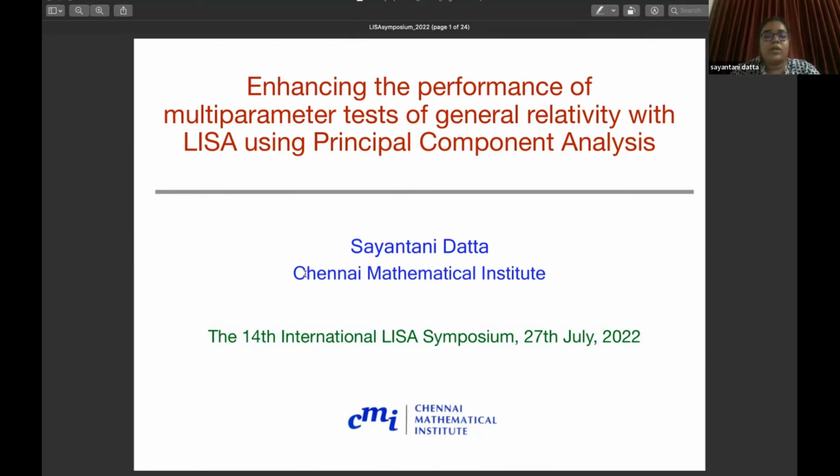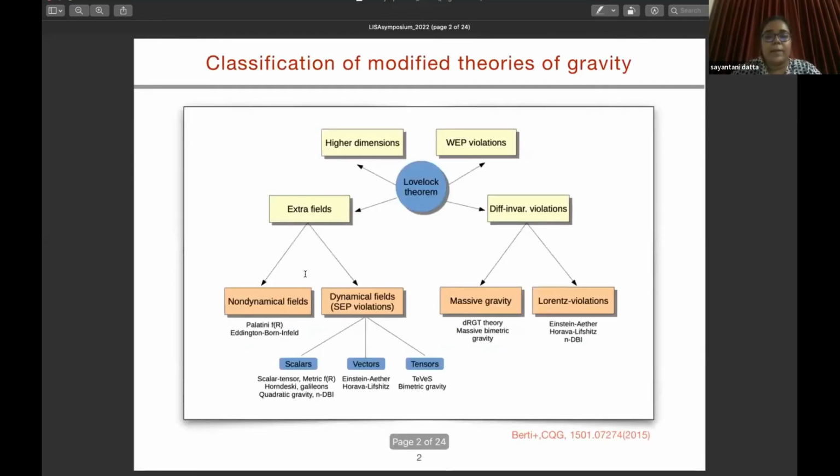And I'm going to talk about enhancing the performance of multiparameter tests of GR with LISA using the method of principal component analysis. So to start with, we know that the detections of gravitational waves have allowed us to test GR at really high curvature regimes, and one runs into various problems while formulating a quantum theory of gravity in such regimes, and hence there are different modified theories of gravity.